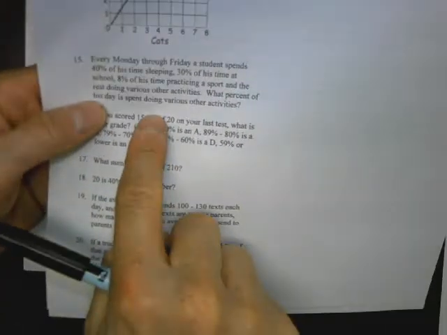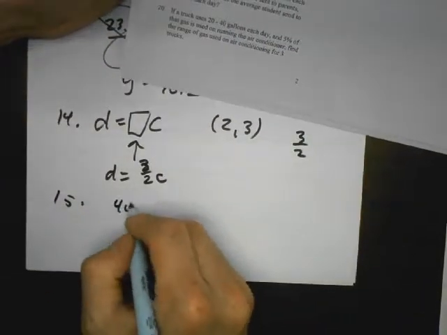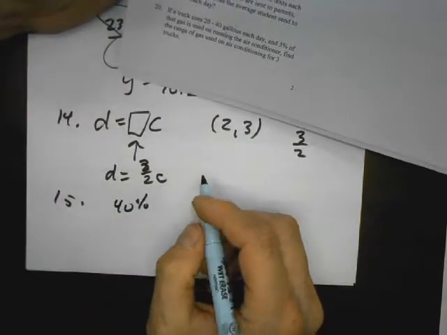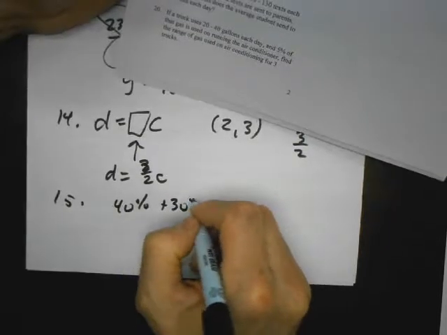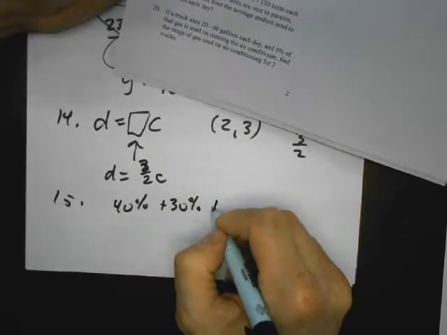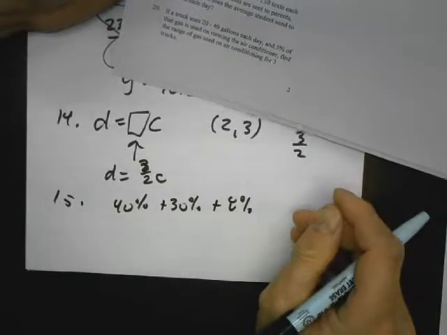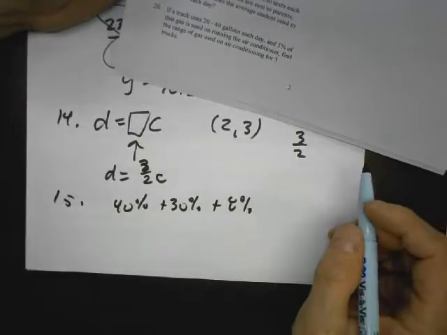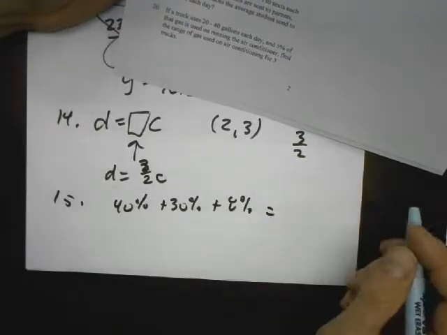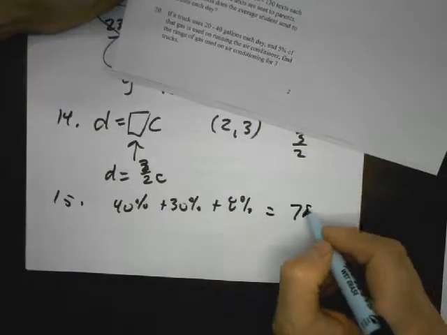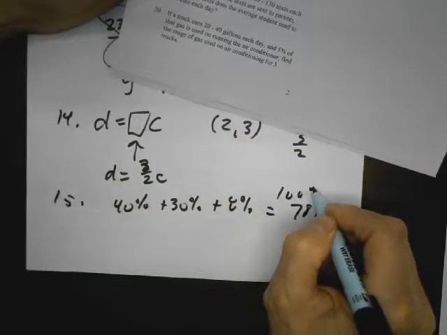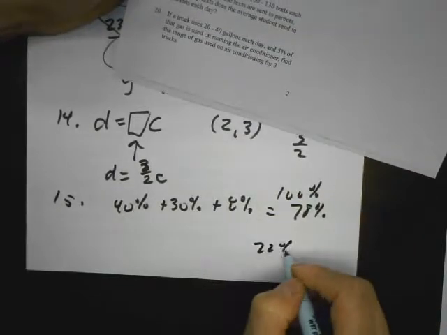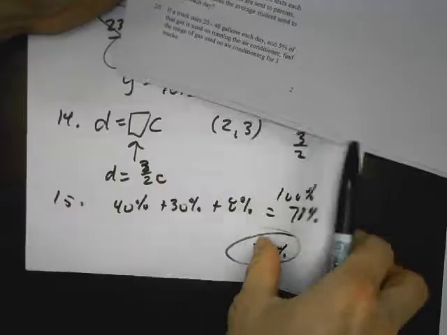15. It says every Monday through Friday, a student spends 40% of the time sleeping, 30% of the time at school, 8% of the time practicing sports. The rest is various other activities. What percent is various other? This is really as easy as adding these up and subtracting it from 100. Okay, and our answer is 22%. Okay? Number 16.